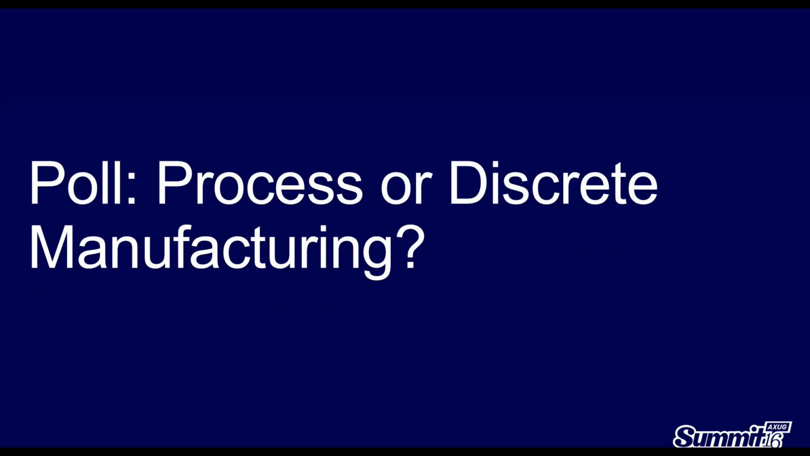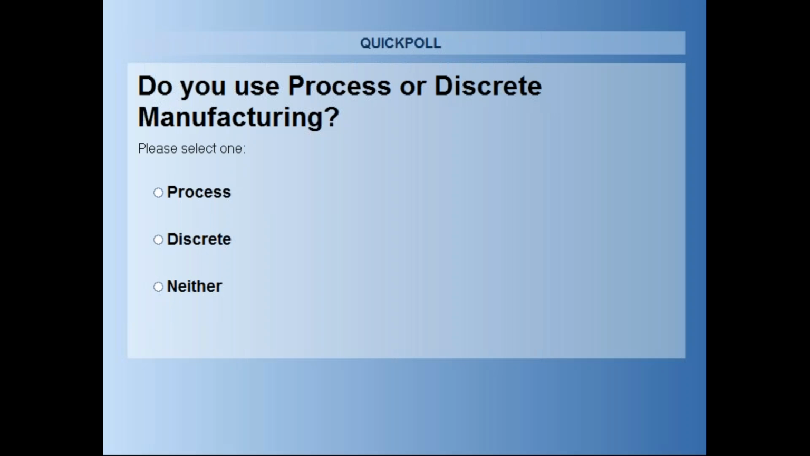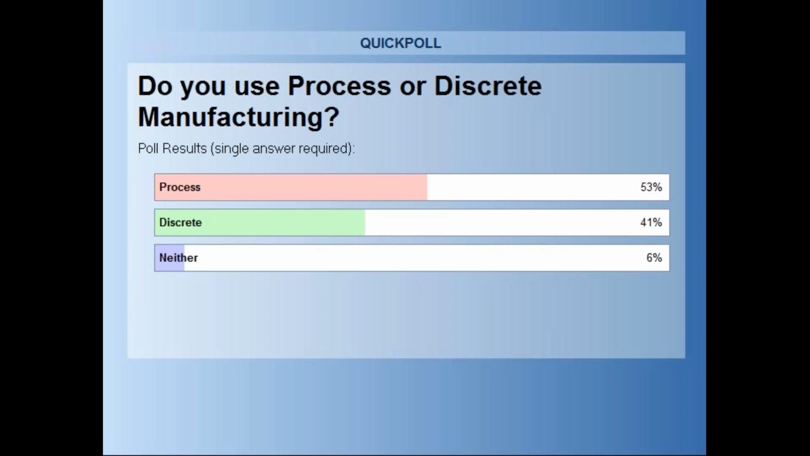the next poll, which is if people are using process or discrete manufacturing. And Julie has opened the poll. I'm going to go ahead. Give people time, they're still choosing. So let's give it a minute more to go. Okay, I will close the poll in 3, 2, 1, and share the results. 53% are using process, 41% are using discrete, and 6% are using neither.